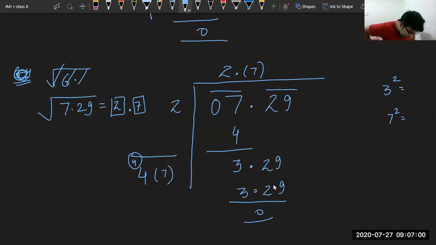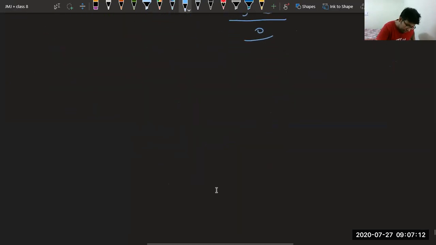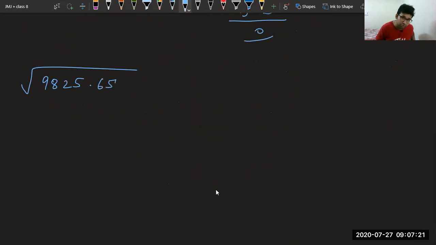Please do 9825.654. Beta Rachit, you can try it on your own. Is it a perfect square, Rachit? Rachit is giving me a question. 9825.654. Rachit, I hope it is... if you don't know, then why are you giving beta like this? Don't play with me like this. If you're not sure, don't give number like this.